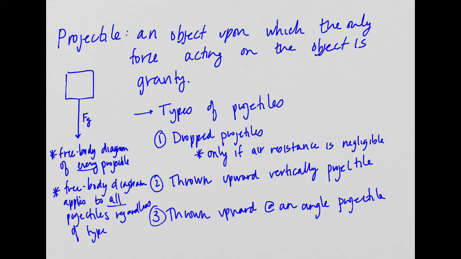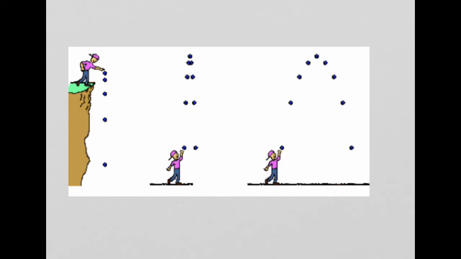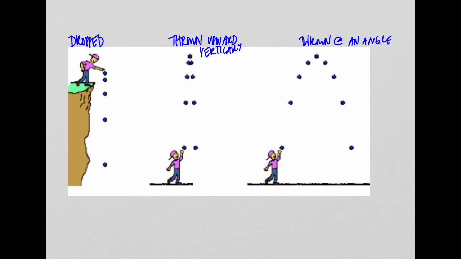All right, so whether I drop something, let's get that picture up here actually. Okay, so here I have a dropped projectile. Here I have a thrown vertically projectile. Thrown upward vertically. And here I have a thrown at an angle.